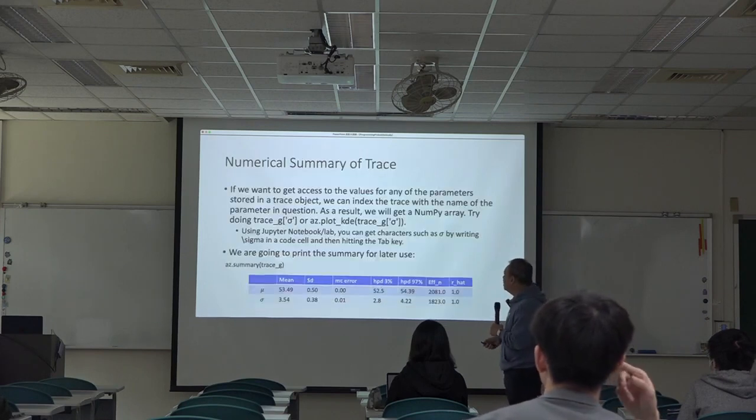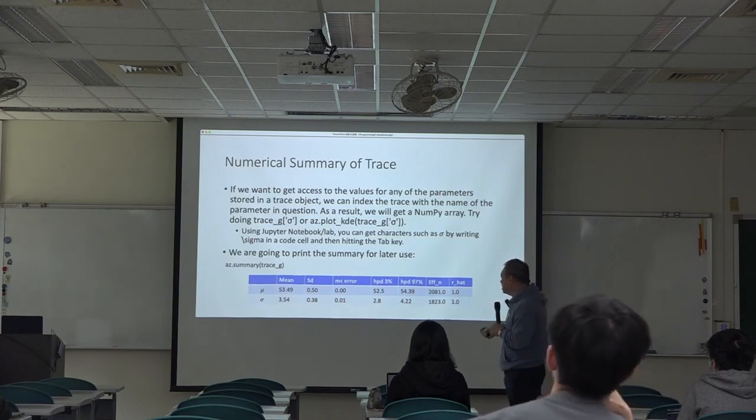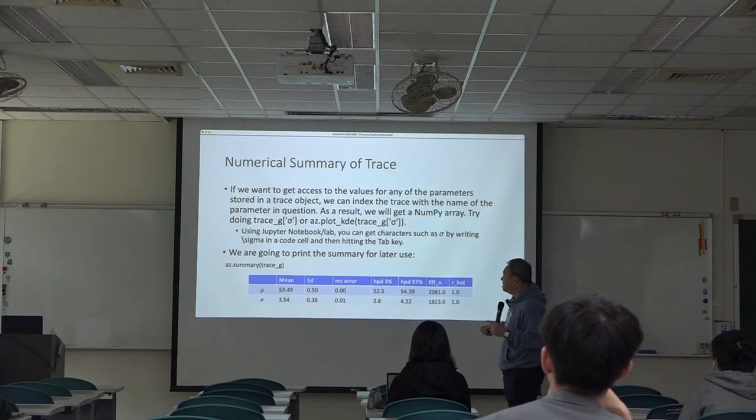You can also output a summary of the trace, such as mean, standard deviation, and 94% HPD for mu and sigma, from the trace G.